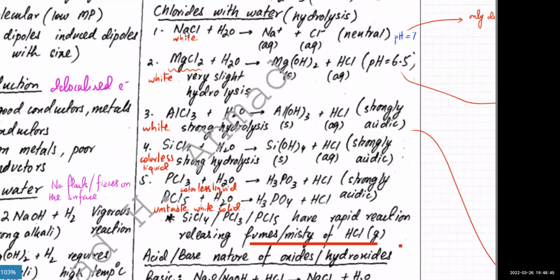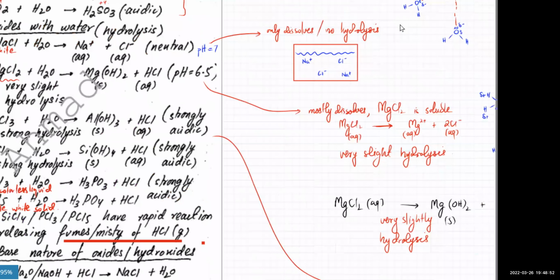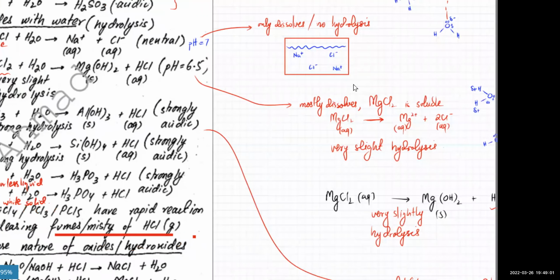To NaCl mostly dissolves. یہاں پہ لکھا ہوا بھی ہے کہ NaCl only dissolves. اس کے آئنز بس scatter ہو جاتے ہیں. If you dissolve, mix NaCl in water, the sodium ions and the Cl ions, they would just mix. اچھا, what happens with MgCl2?